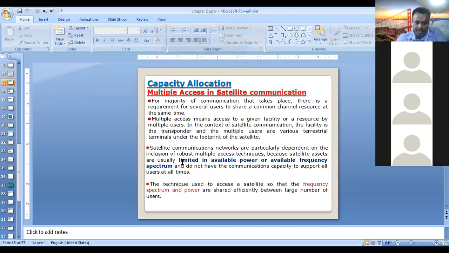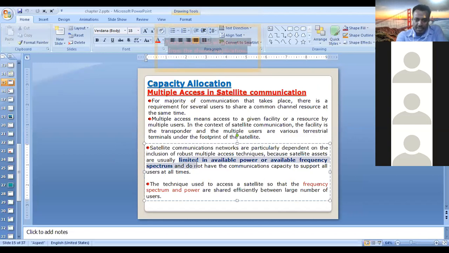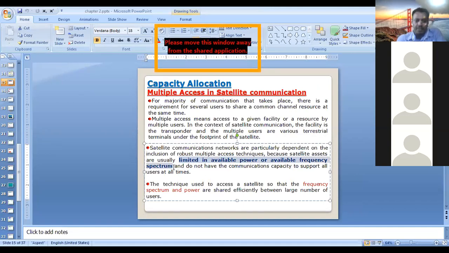As you can see here, it is limited in available power and available frequency spectrum. Can you see?